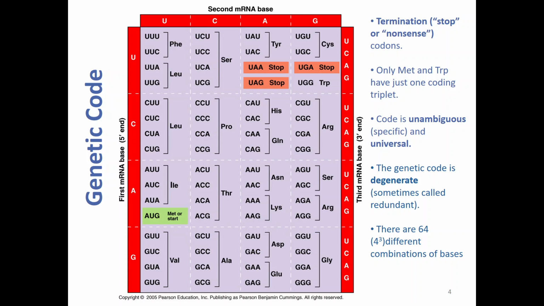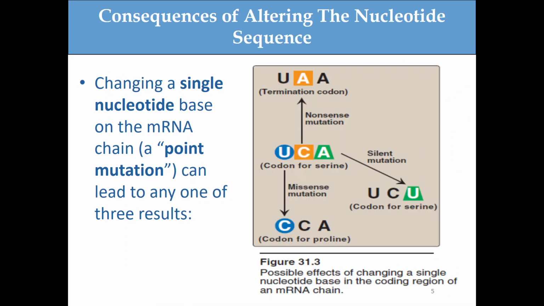They are degenerate, meaning they're redundant, meaning that you can see, for instance, for proline, 4 triplets that code for proline. That's why we call them degenerate or redundant. There are around 64 different triplets. So what happens when one nucleotide, just one, changes? You could end up with what is known as a termination codon being established as nonsense.